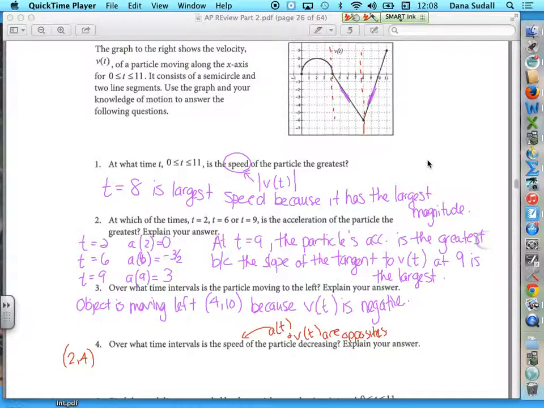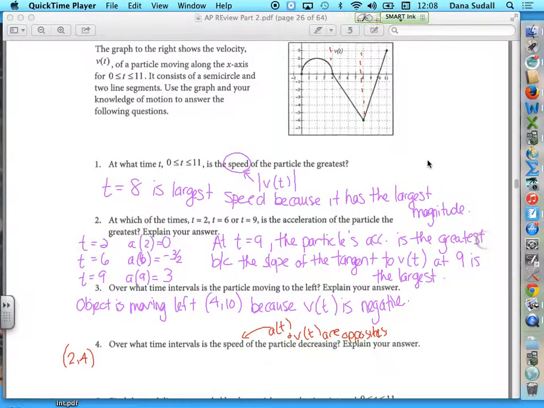So we'll look from 4 to 8 because the slope is doing the same thing in those values there. My slope is negative and the velocity is negative. So in that interval there, the speed is increasing at that point.